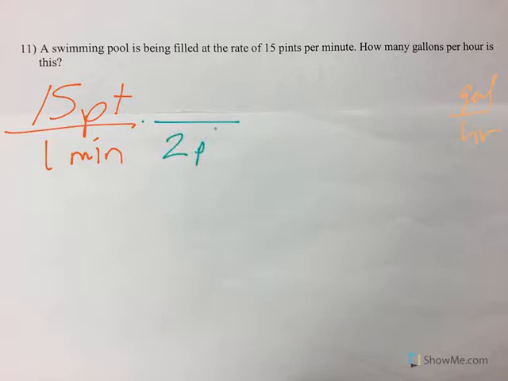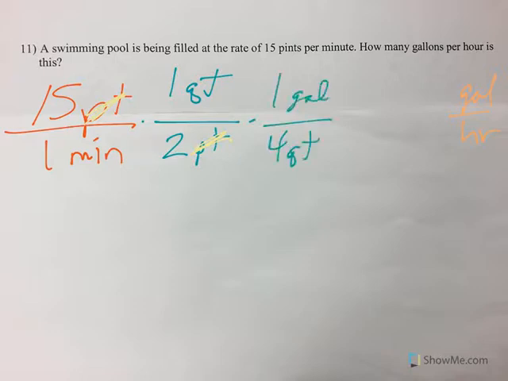Well, I know there are 2 pints in 1 quart. So that gets me out of pints. And then I know there are 4 quarts in 1 gallon. That gets me out of quarts. And now my gallons is achieved. So when I look at my denominator, I know that there are 60 minutes in 1 hour. That gets me out of minutes, puts me into hours.